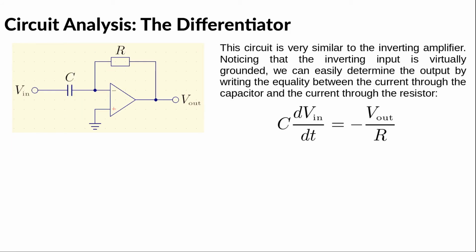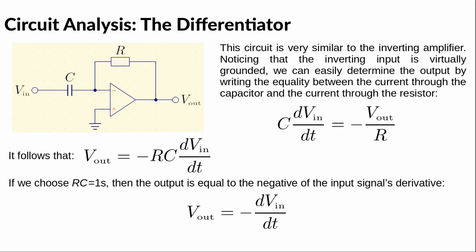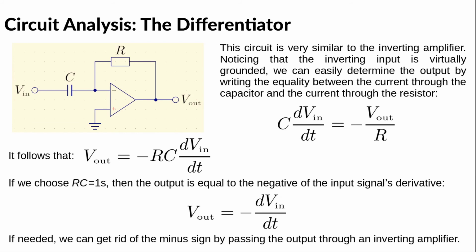As the name of this circuit suggests, the op-amp is capable of outputting the derivative of an input signal. Noticing that the inverting input is virtually grounded, we can easily express the equality between the current through the capacitor and through the resistor, which in turn is easily solved for Vout. If we choose an RC constant of 1 second, then the output becomes equal to the negative of the input signal's derivative. If the minus sign poses any problem, we can always pass the output through an inverting amplifier to get rid of it.